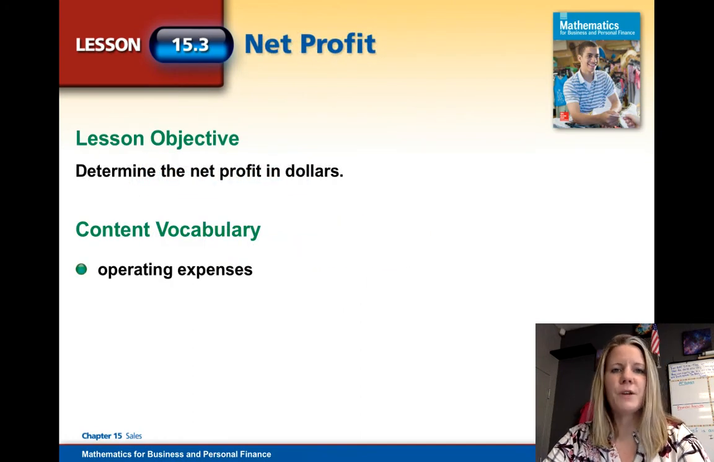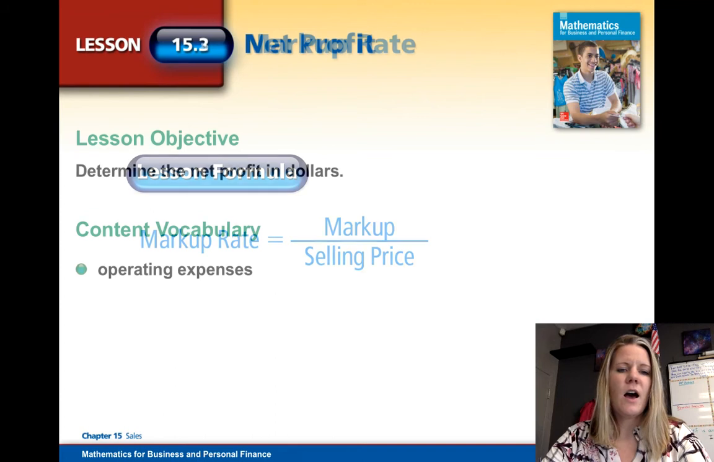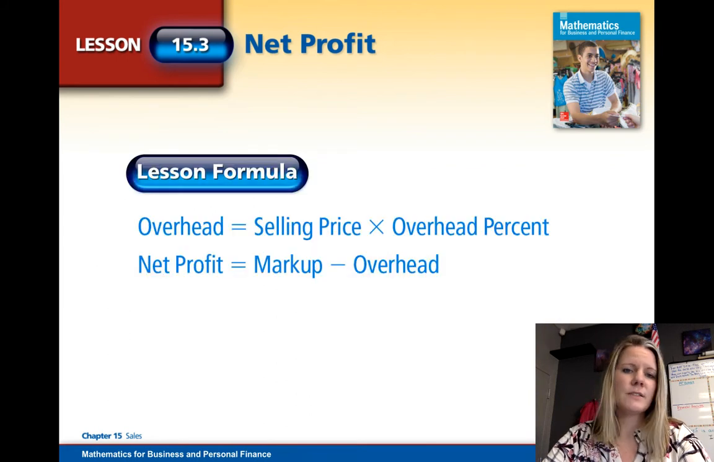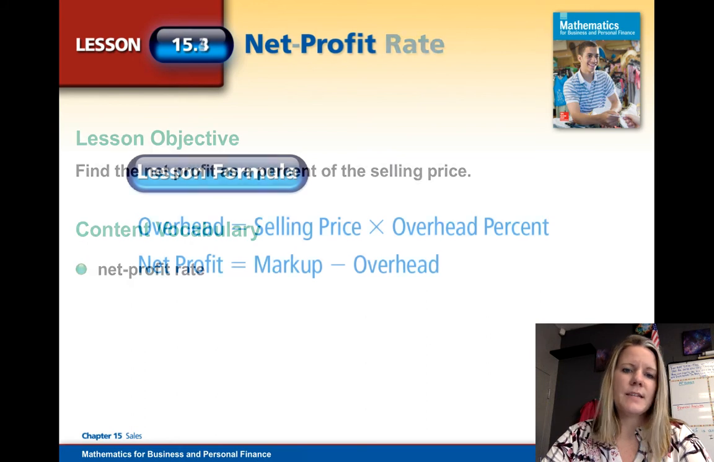In 15.3, we talked about net profit. Operating expenses go into that, also known as overhead. So you'll notice in the next slide they call it overhead. It's the cost of running a business. So overhead is a percent of your selling price. And so you have to think about the fact that running a business does cost money in certain ways. Your net profit, then, you take your markup and subtract the overhead because that's finally the money that you make at the end of the day.